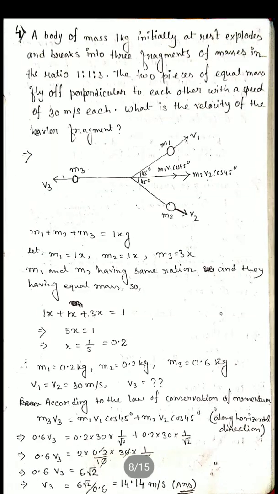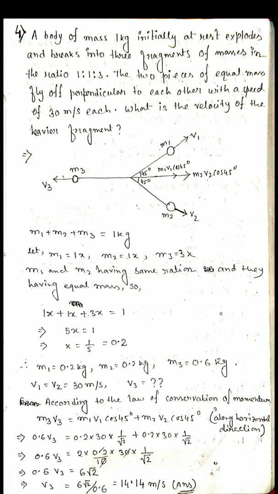Okay, the fourth number. A body of mass 1 kg is initially at rest, explodes and breaks into 3 fragments. Okay, one mass is 1 kg, it breaks into 3 fragments of masses in the ratio 1:1:2. That means 2 bodies are of the same mass and another one is a different mass. 2 pieces of equal mass it is mentioned, and fly off perpendicular to each other.